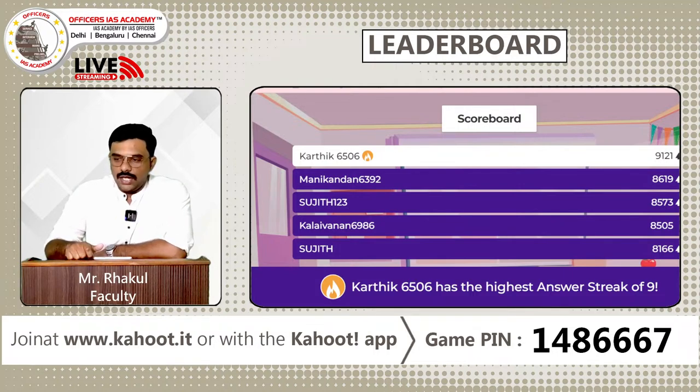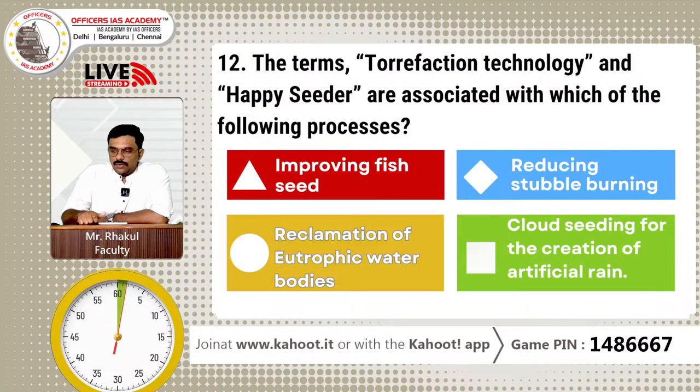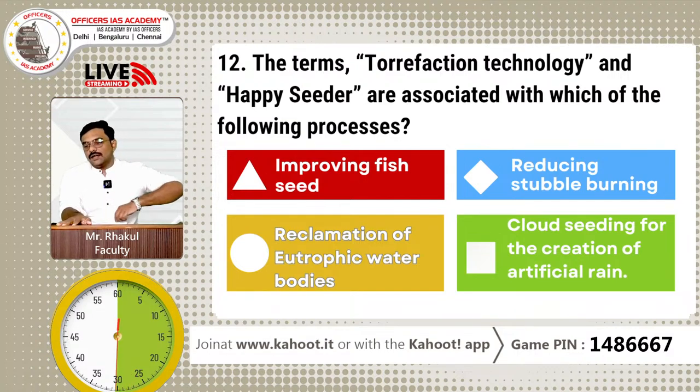Question number 12. The terms torrefaction technology and Happy Seeder are associated with which of the following processes? It is an agri related question. You have 30 seconds to answer. Four options are: option A, improving fish seed; option B, reducing stubble burning; option C, reclamation of eutrophic water bodies; option D, cloud seeding for the creation of artificial rain.